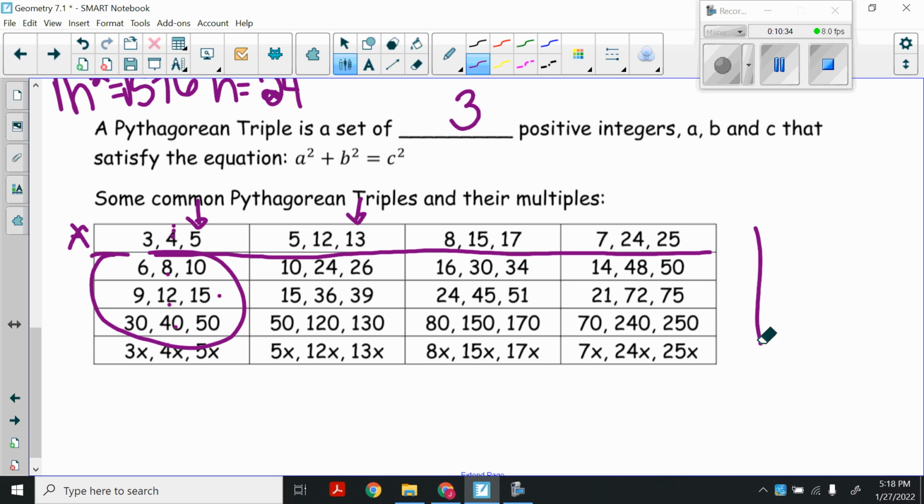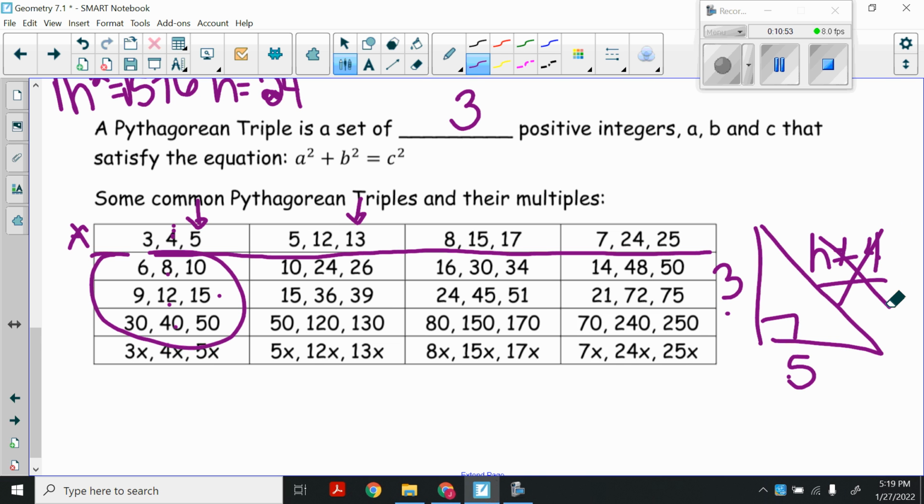So, for example, if I had a triangle that looked like this, and this was 3 and this was 5, this would not be a triple because my hypotenuse could not equal 4, because remember the hypotenuse has to be the longest side in the triangle. So 3, 4, 5 is a triple, but not in this triangle since the 5 was a leg and not a hypotenuse.